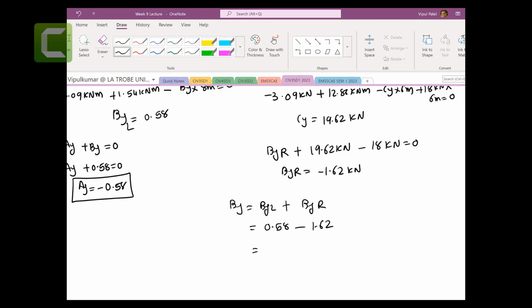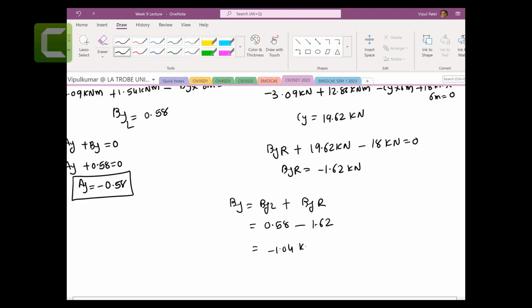I will fix up and I think I will let you know. I think the answer is there, but somewhere I just screwed up something. But that would be 0.58 minus 1.62, so minus 1.04 kilonewtons. Somewhere I think I can fix it later, but I hope you get the overall details.